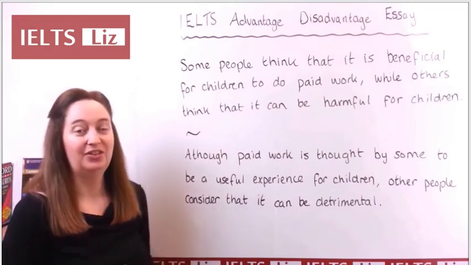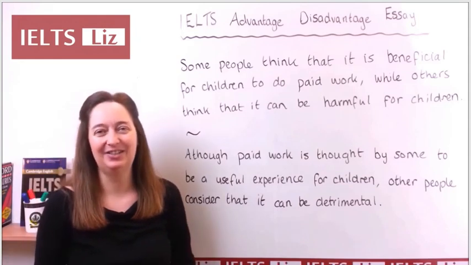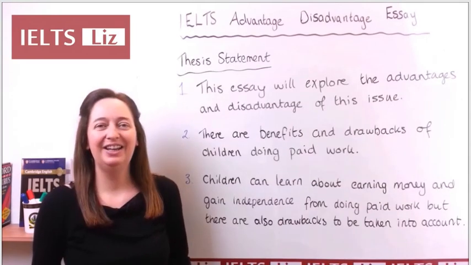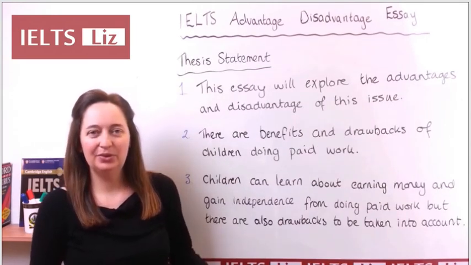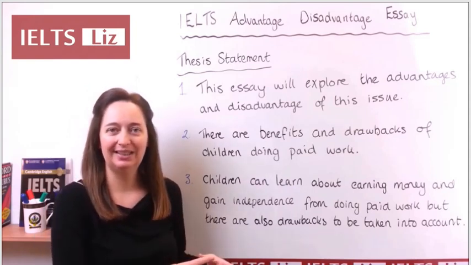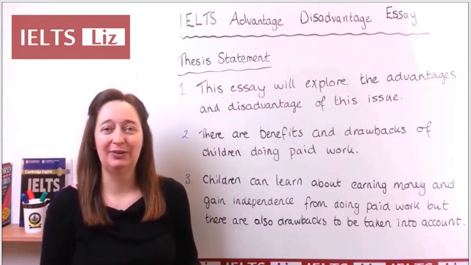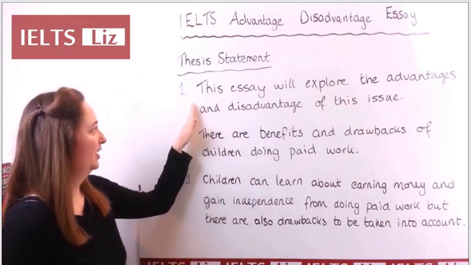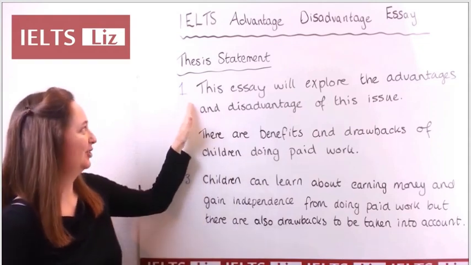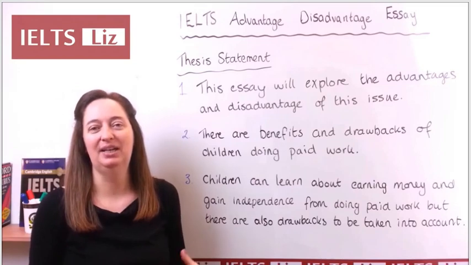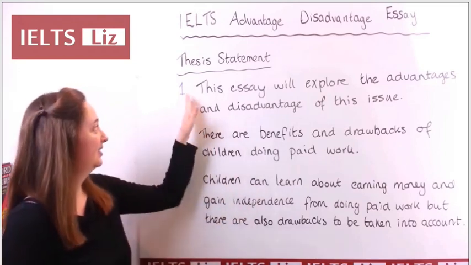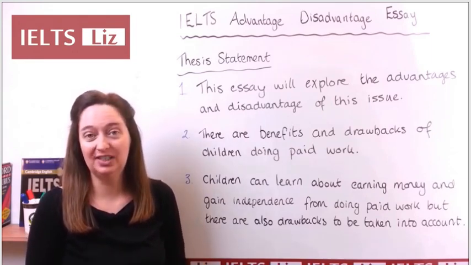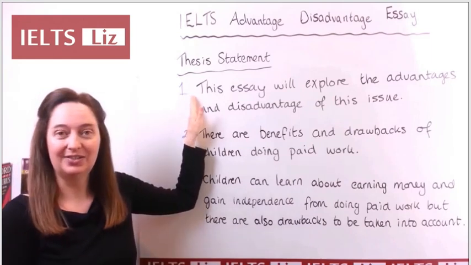Now it's time to look at the thesis statement, which is the hardest sentence to write for the advantage-disadvantage essay. So let's have a look at that now. Here are 3 thesis statements, and I want to show you the difference between a good thesis statement and a bad thesis statement for an advantage-disadvantage essay. Now let's have a look at number 1. This essay will explore the advantages and disadvantages of this issue. Now, if you visit an academic essay writing website, you will see sentences very similar to this. And of course, when you're writing for an essay at university, then you're going to use a sentence very similar.